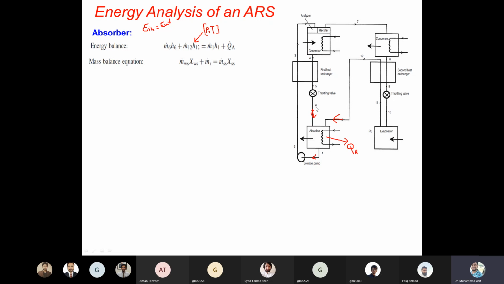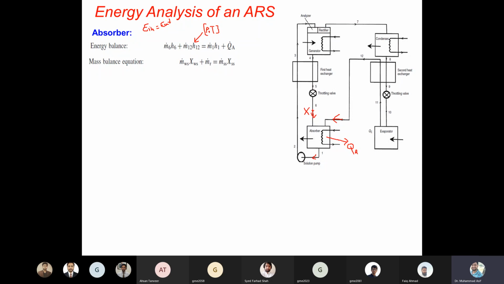So what is coming in? As I mentioned, this is basically the weak solution. The mass fraction is represented with, let's say, X, right? So let's say this is for the weak solution, the mass of the weak solution into the concentration of the weak solution.